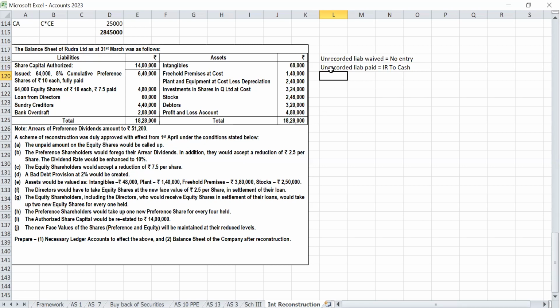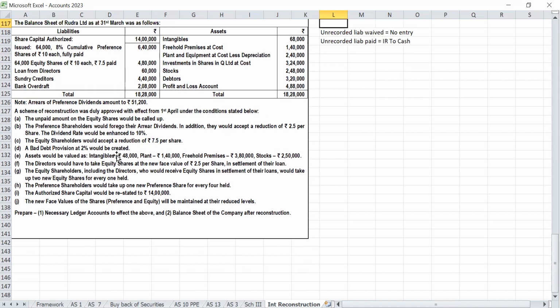So for an unrecorded liability, if you have paid, the entry will be internal reconstruction to cash. But in this question, what have they given? Preference shareholders would forego their arrears. So waived. Unrecorded liability, they have waived. No entry. And already I have not recorded the liability. So you need not pass an entry for cancelling that. That is the only new point. Other things are same.